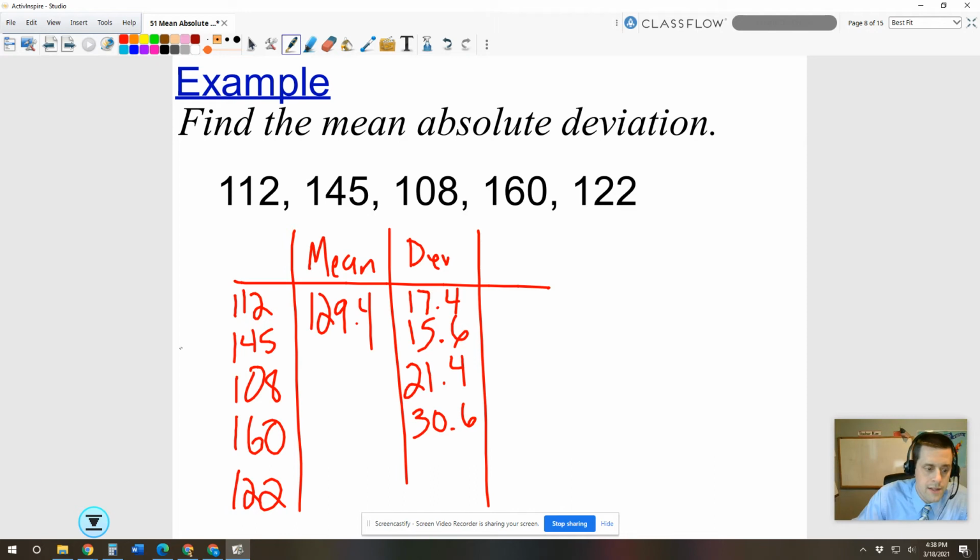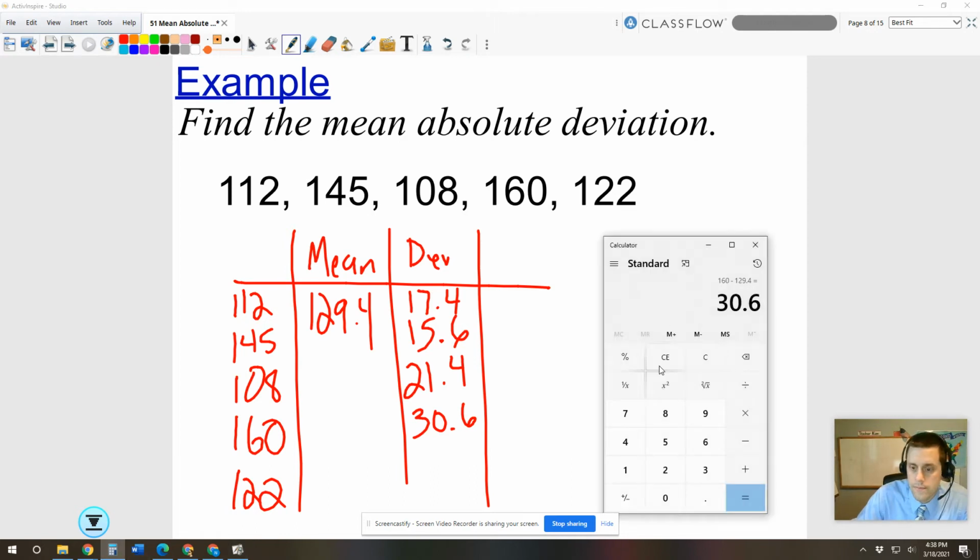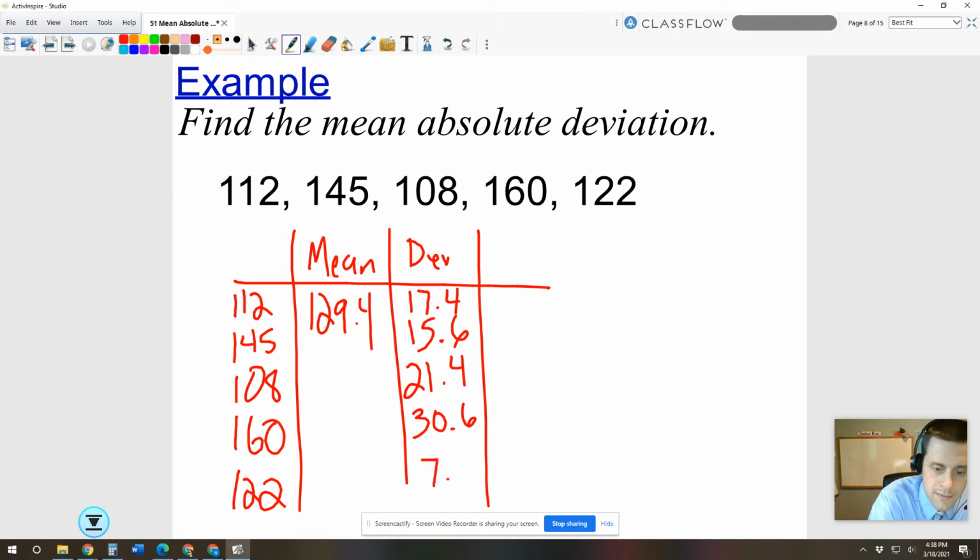And then finally, our last data point was 122. We're going to take 122, subtract the mean of 129.4. We get a negative 7.4. To make it absolute, it becomes positive 7.4. And now we are ready for the mean absolute deviation.